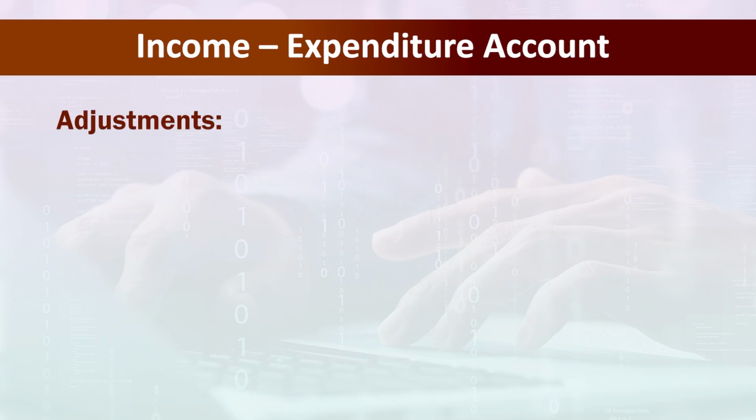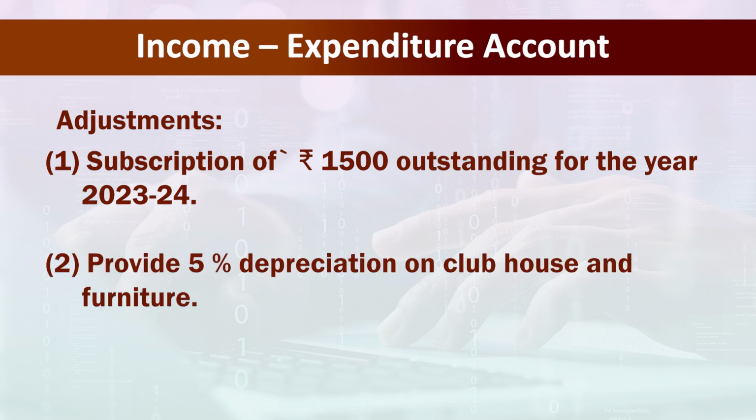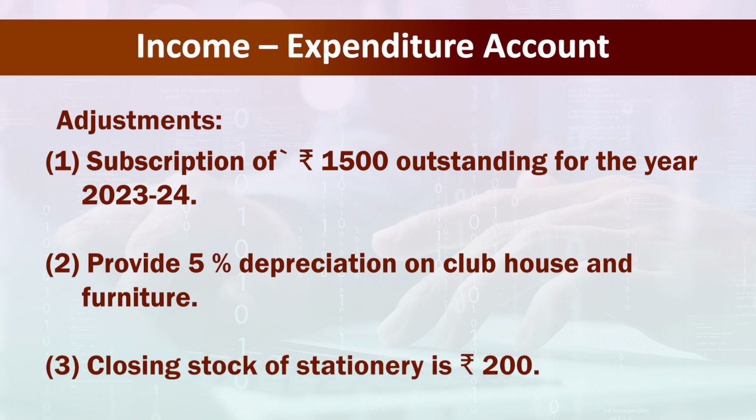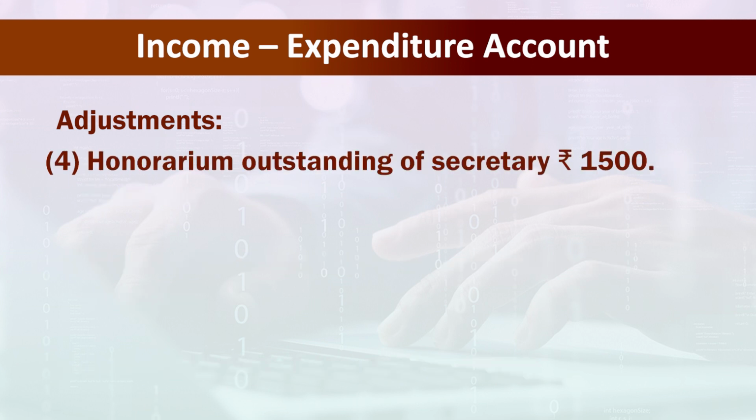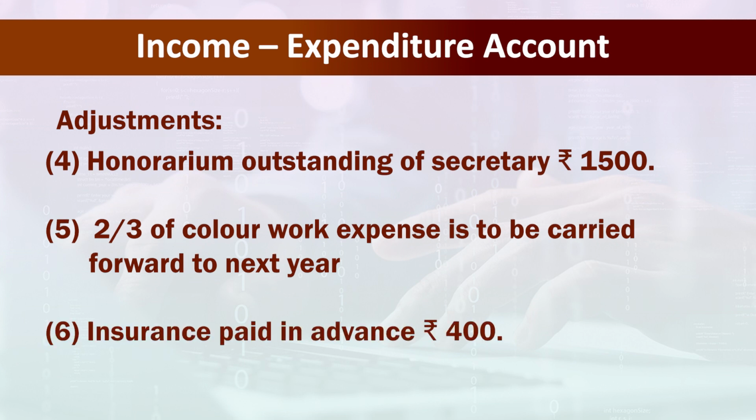The adjustments to be made are: subscription of rupees 1,500 outstanding for the year 23/24, provide 5% depreciation on clubhouse and furniture, closing stock of stationery is rupees 200, honorarium outstanding of secretary is rupees 1,500, 2/3 of color work expenses is to be carried forward to next year, and insurance paid in advance is rupees 400.